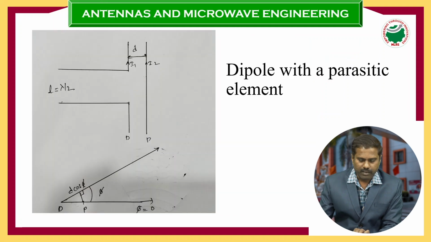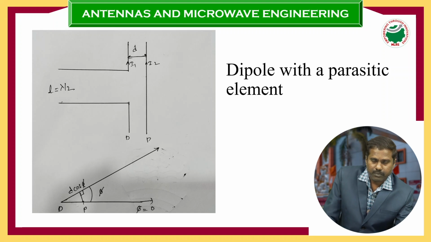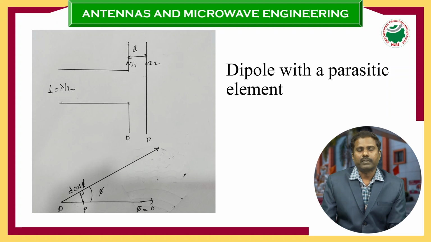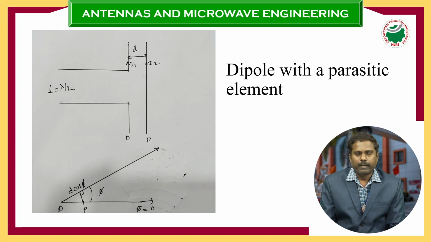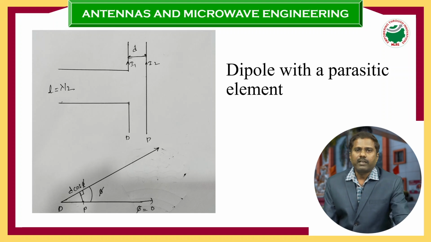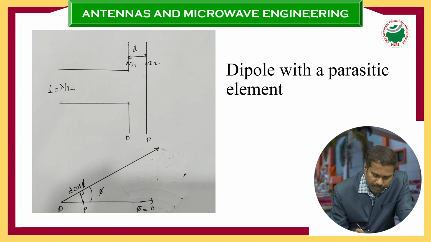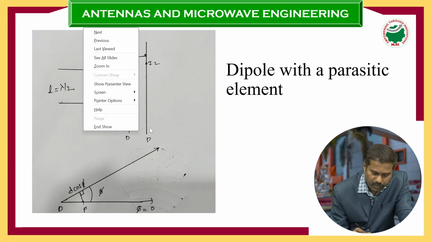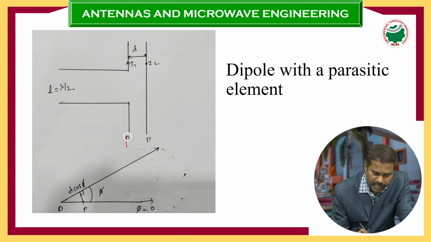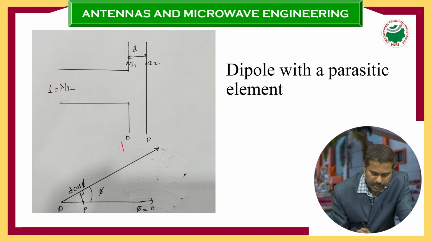Okay, the next one is the next course outcome. In that one we mentioned the dipole or Yagi-Uda antenna. The basic concept behind the Yagi-Uda antenna is the dipole with a parasitic element. Here we are having one dipole and one parasitic element, a dipole with a parasitic element.